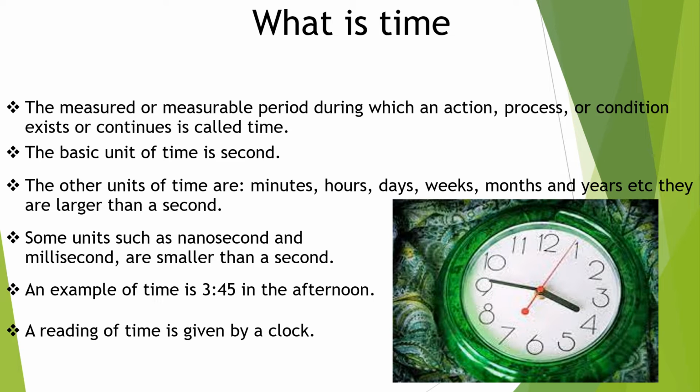An example of time is 3:45 in the afternoon, or even we can say as 3:45 p.m. A reading of time is given by clock. So here on the right corner down you see a clock. How to read time and more about clock and the types of clock you will learn in other slides. So let's move on to our next slide.